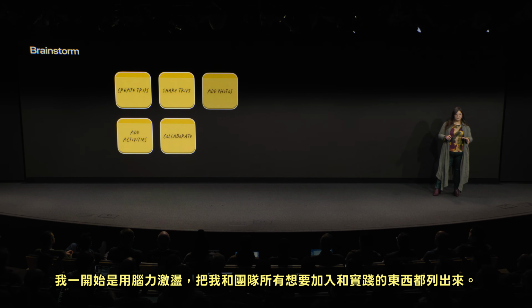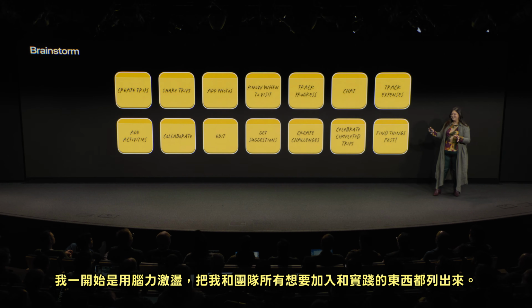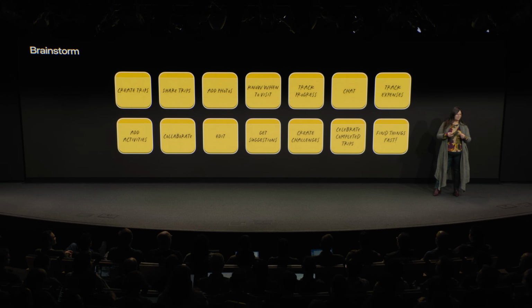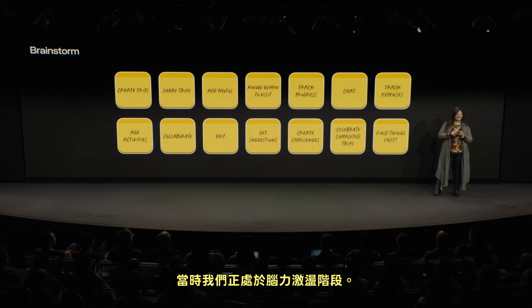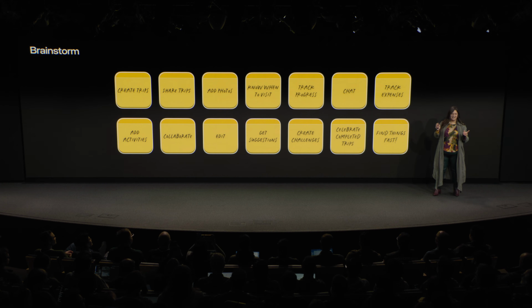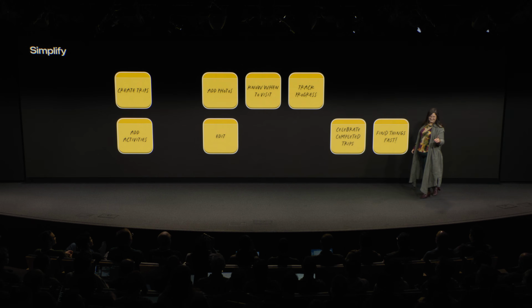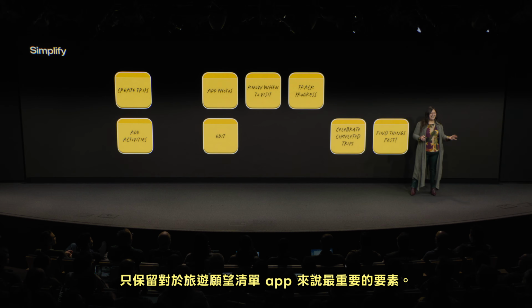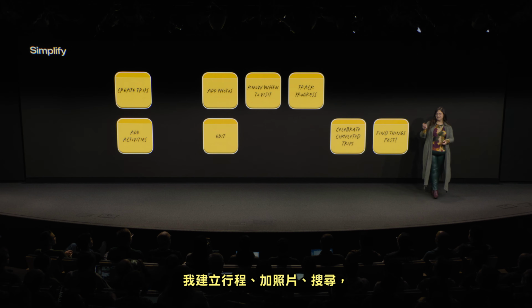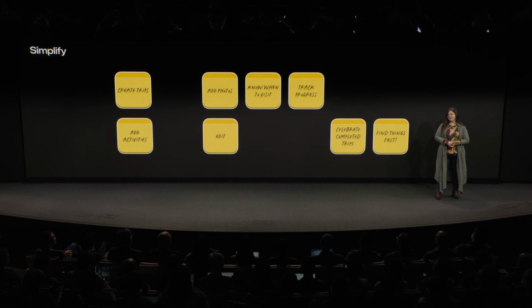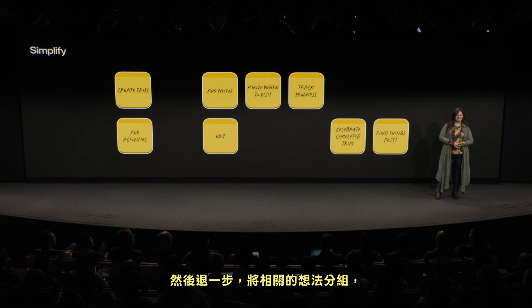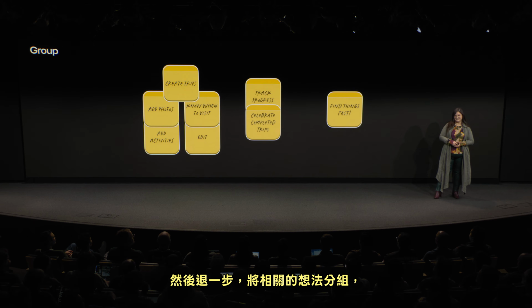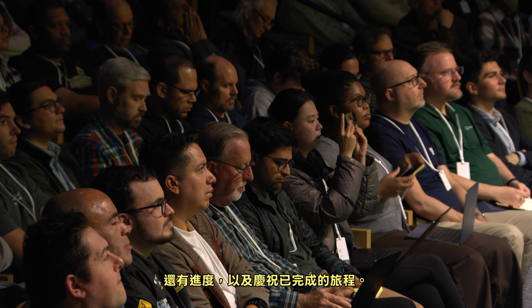I started by brainstorming and listing out everything my team and I wanted the app to have and do. We wanted to celebrate goals, and all ideas were welcome. We were in this brainstorming stage for only a minute. From there, I simplified, and I kept only the essentials for a travel bucket list app, like create trips, add photos, search. And then I stepped back and grouped related ideas together, like trips and activities, and progress and celebrating completed trips.